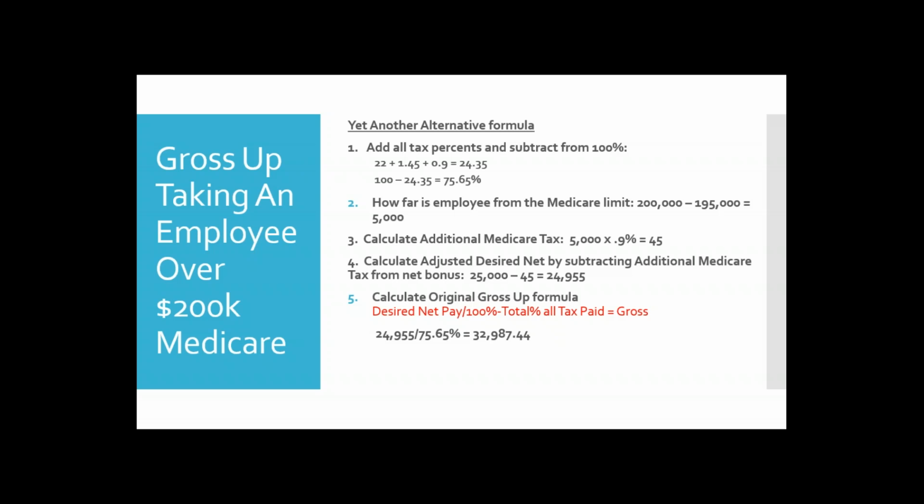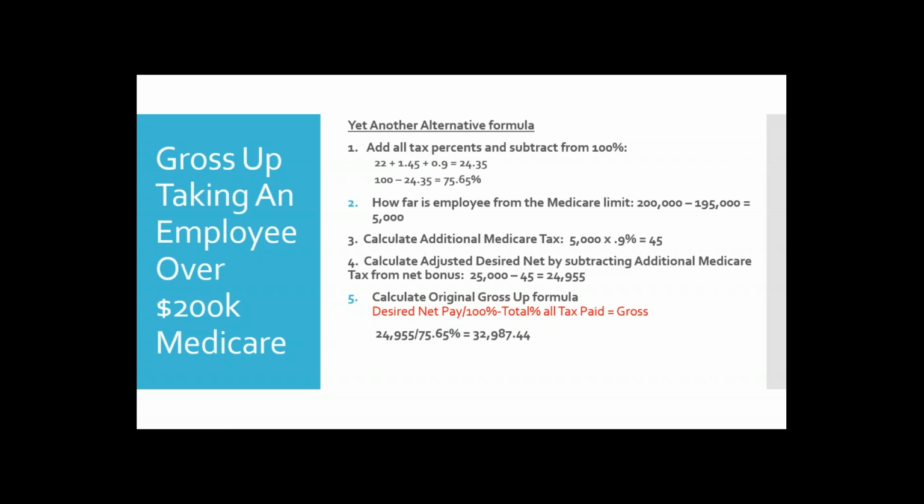22% plus 1.45 plus 0.9. Remember, there's no FICA here. They've met that FICA limit. It's going to give us 24.35. This is all of your tax percents. We're going to subtract that from 100 to get 75.65%.